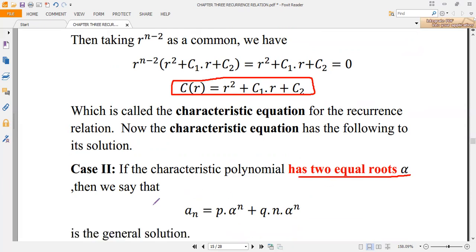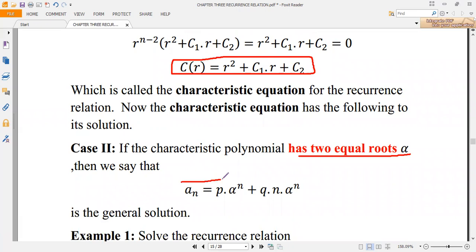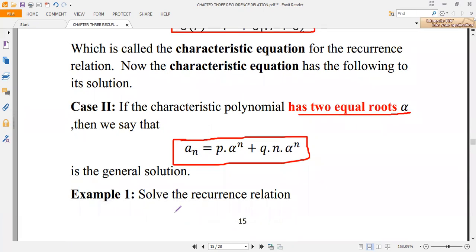Then the general solution to the recurrence relation will be this one, which is an equals p times alpha to the power of n plus q times n times alpha to the power of n. The factor n is due to the repeated root. This will be the general solution. Let's see with an example.